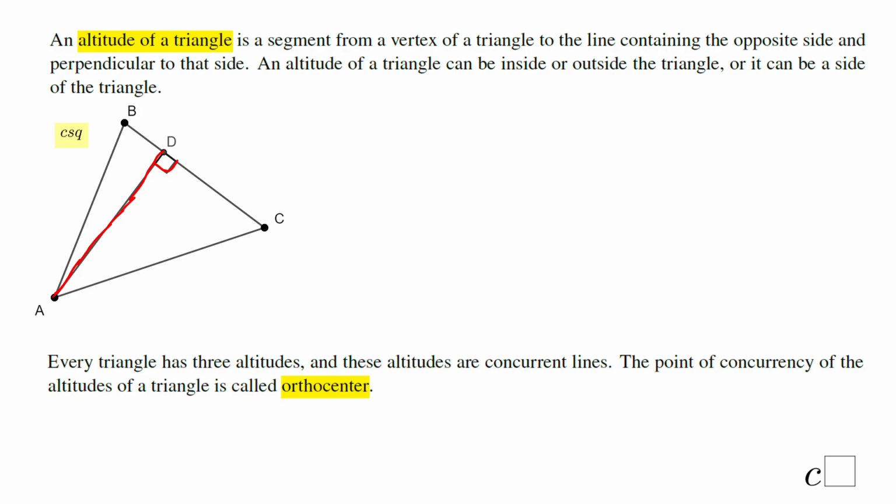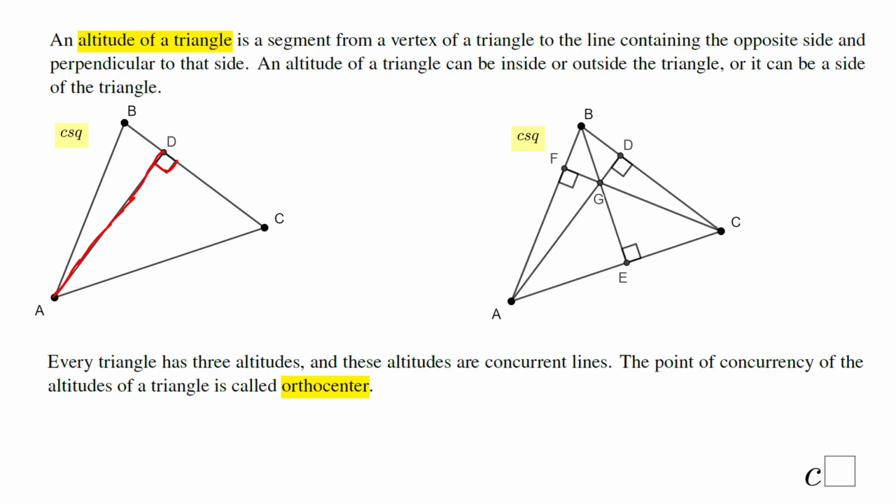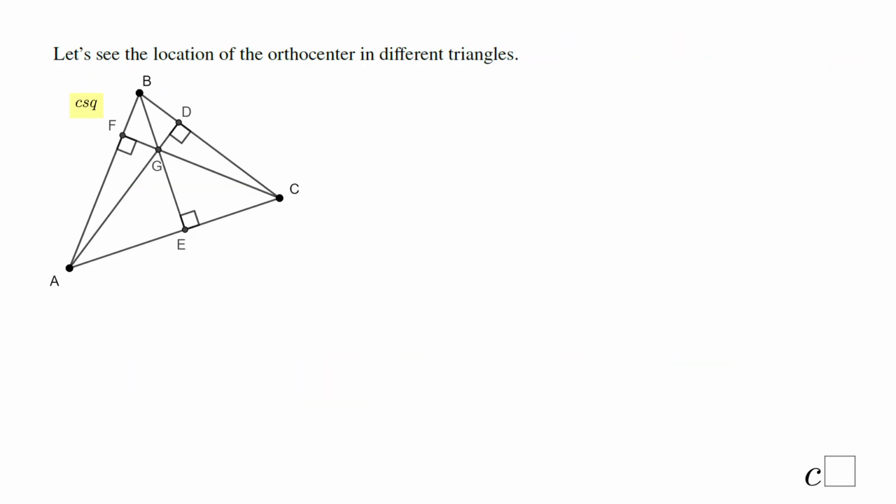We have three altitudes for a triangle because you have three sides and three vertices, and they all intersect in one point, which is called the orthocenter. This point here is called the orthocenter. Now in my next slide you will see what I just meant. This is the orthocenter for an acute triangle. You notice the triangle is acute and the orthocenter is inside of the triangle. All those altitudes are inside of the triangle.